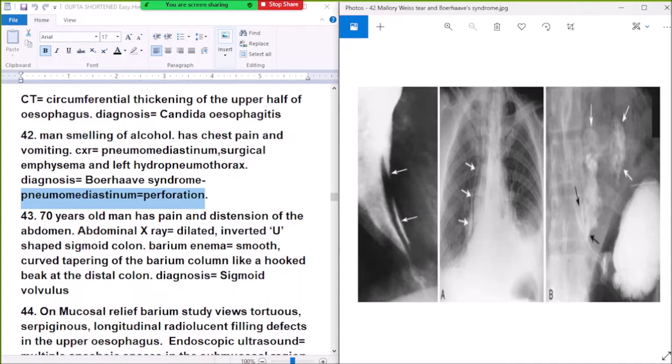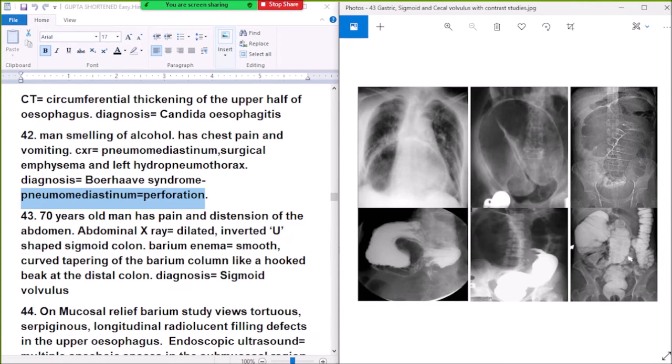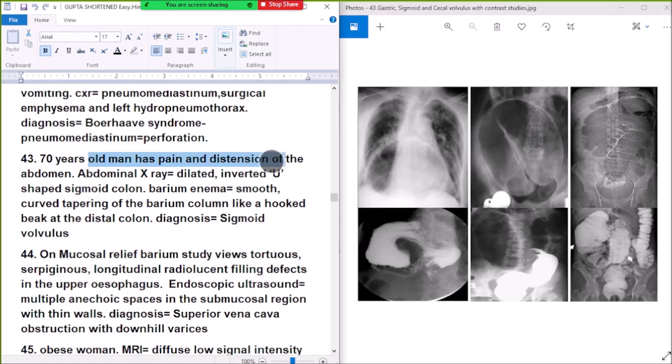Okay, this is the next question, number 43. A 70-year-old man has pain and distension of the abdomen. Abdominal X-ray shows a dilated inverted U-shaped sigmoid colon. Barium enema shows smooth curved tapering of the barium column like a hooked beak at the distal colon.